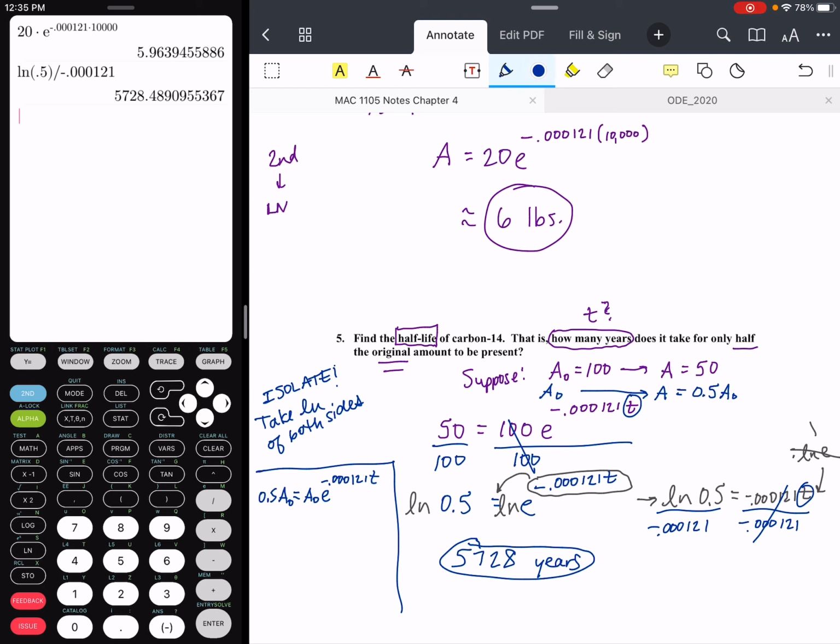So first I would want to isolate, so I could divide out A naught. I don't know what it is, but it doesn't matter because it divides out. And then I'm still left with 0.5 equals e to the power negative 0.000121 t. So we end up in the same spot, take the natural log, and so on. So I just want to point out that that's the formal way to get to that 0.5. But if you want to use regular numbers, if that helps you get a grasp of it, that's fine too.